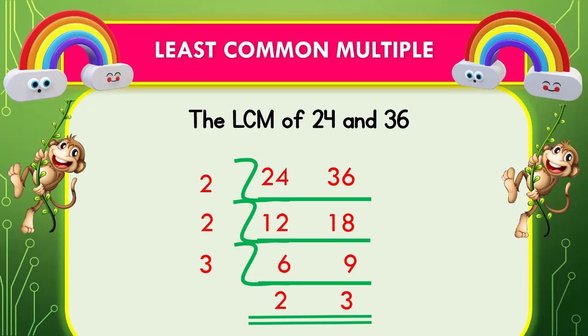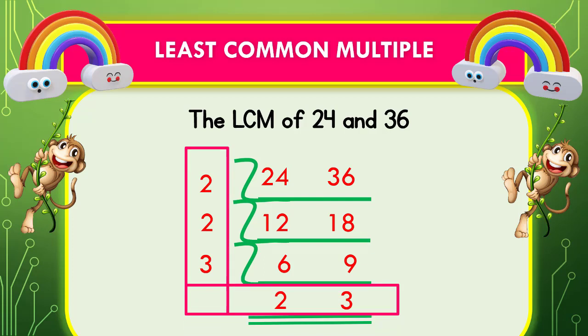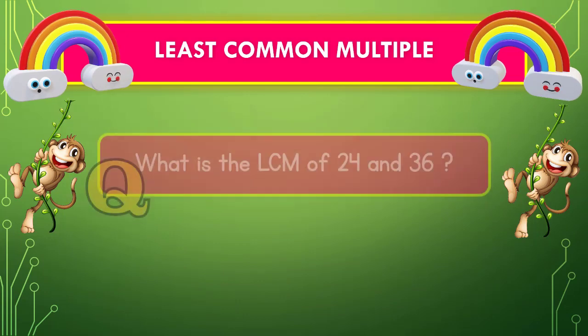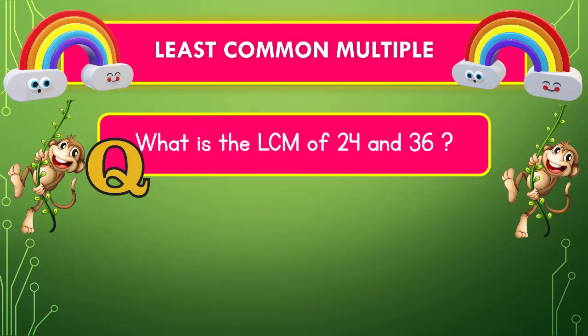Very good. So the least common multiple is 2 times 2 times 3 times 2 times 3. Again, the least common multiple of 24 and 36 is 2 times 2 times 3 times 2 times 3. It is 72. Very good.